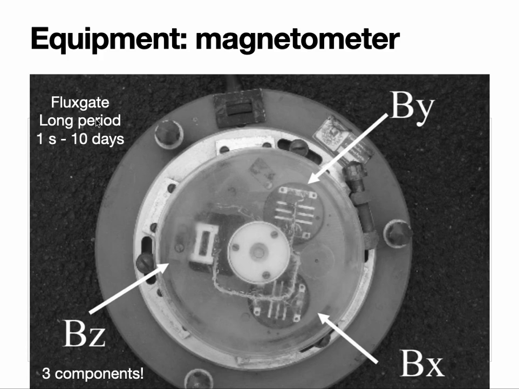This is called a flux gate magnetometer. The specificity of this magnetometer is that it can record the three components of the magnetic field in a single device. And it allows to cover a long range of periods, from 1 second to 10 days. With 1 second, of course, you will probe high frequency, so shallow depths, but with 10 days, you will reach very long wavelengths and probe structure in the deeper part of the Earth.